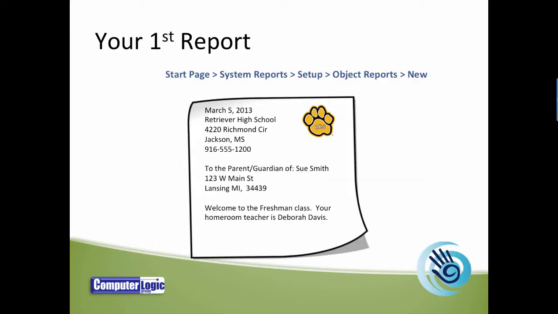So this is our first report. We're going to create a simple form letter. It's going to pull in some information about the school, the date, information about the student and their address. And then lastly, we're going to use one of those decodes to figure out what grade they're in and what homeroom teacher they're going to be assigned to.